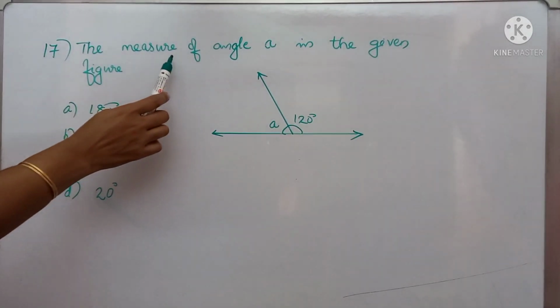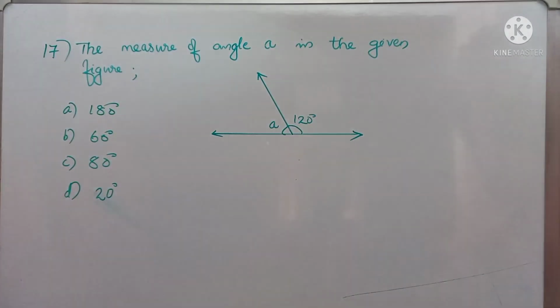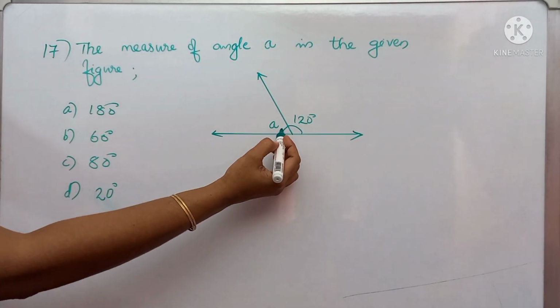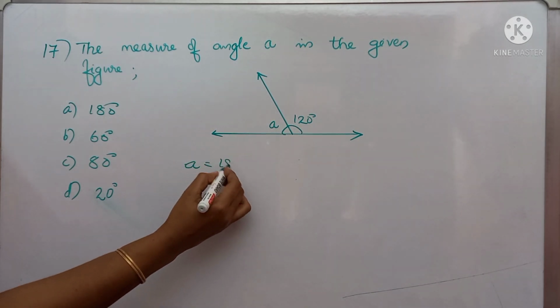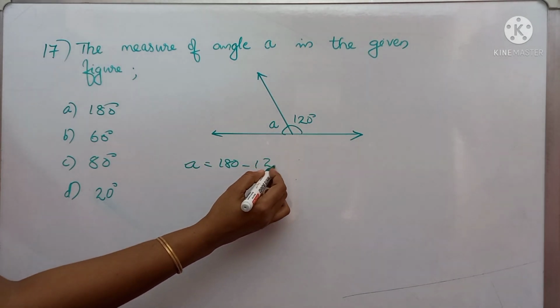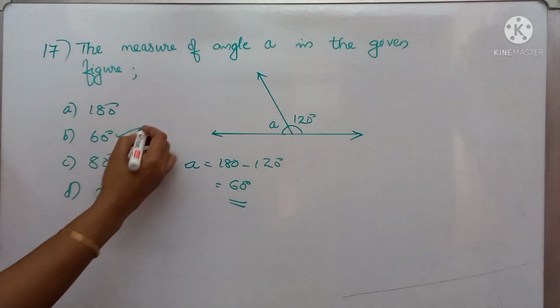Question number 17. The measure of angle A in the given figure. Just observe that figure. It is very easy. We can understand this is a linear pair. So A is equal to 180 minus 120, which is equal to 60 degrees. We are getting option B, 60.